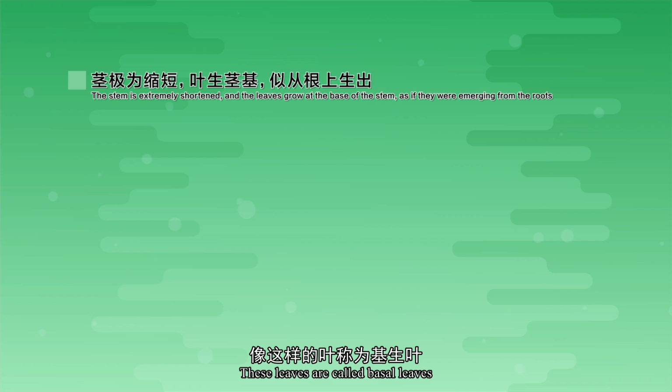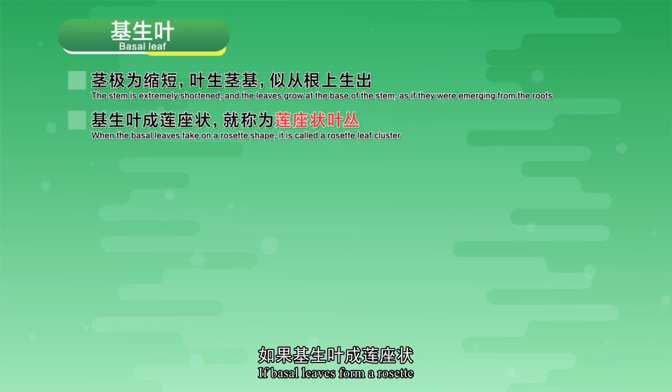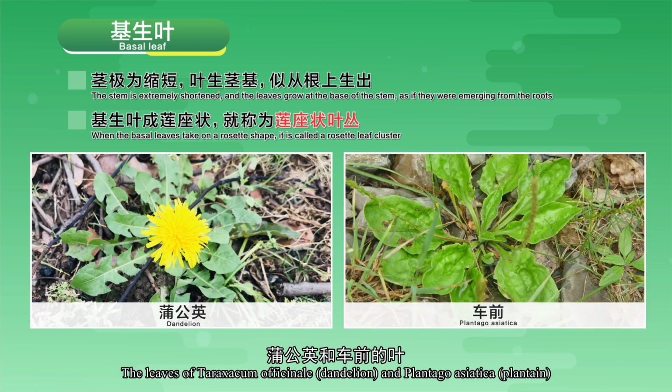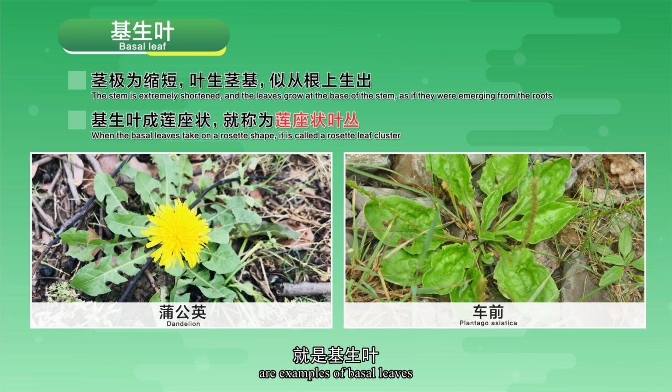These leaves are called basal leaves. If basal leaves form a rosette, they are known as a rosette leaf cluster. The leaves of Taraxacum officinale, dandelion, and Plantago asiatica, plantain, are examples of basal leaves.